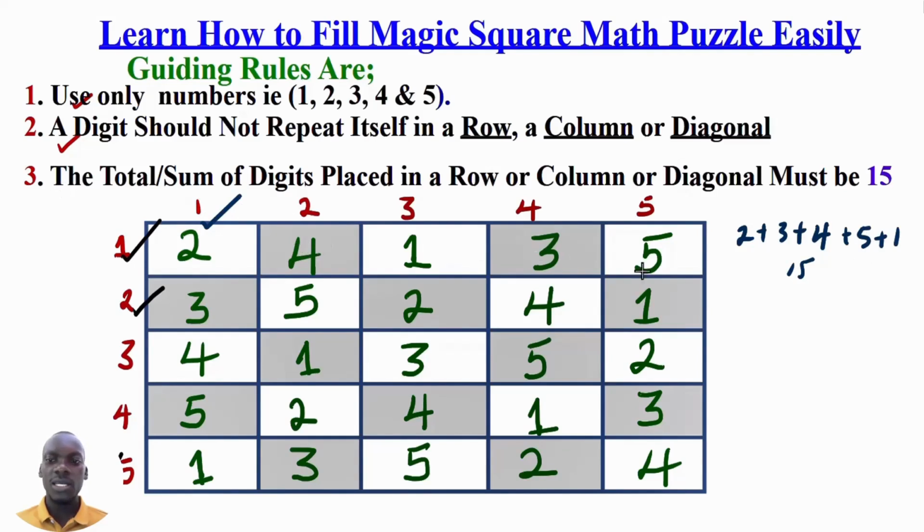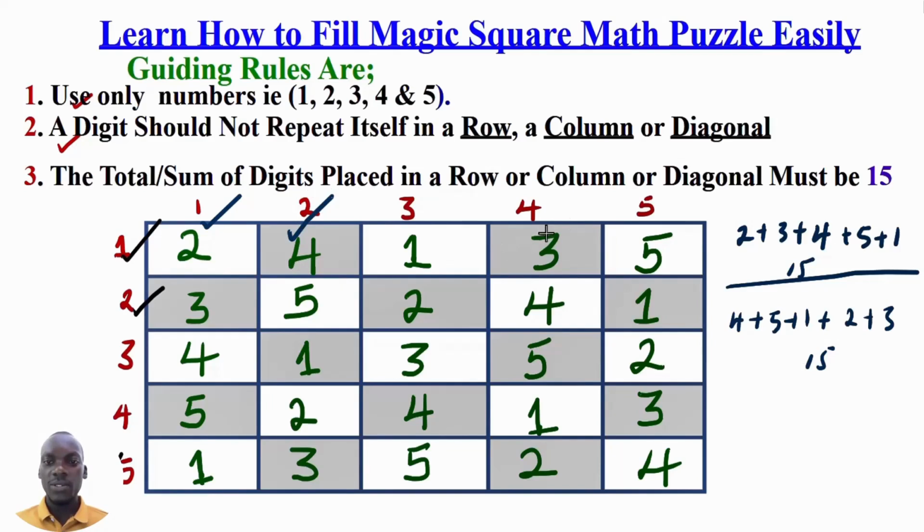Let us also cross check column number 2. So we have 4 plus 5 plus 1, then plus 2 plus 3. So 4 plus 5, that is 9. 9 plus 1, that is 10. 10 plus 2, that is 12. 12 plus 3, that is 15. Meaning that column number 2 is also abiding by rule number 3.